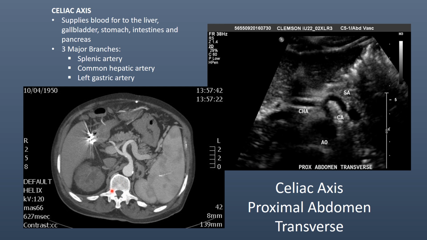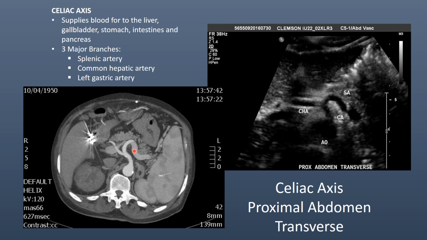So this is the vertebral body and the posterior aspect of the patient, and we can see portions of the patient's ribs on each side here. Just in front of the vertebral body, you have a transverse view of the aorta. This patient has been given IV contrast so that the blood vessels will show up brighter, and you can see them better. So this is the aorta at the level of the celiac axis. Celiac axis will supply blood to the liver, the gallbladder, the stomach, the intestines, and the pancreas. And it has three major branches, which we've already mentioned, but I'll show them to you now.